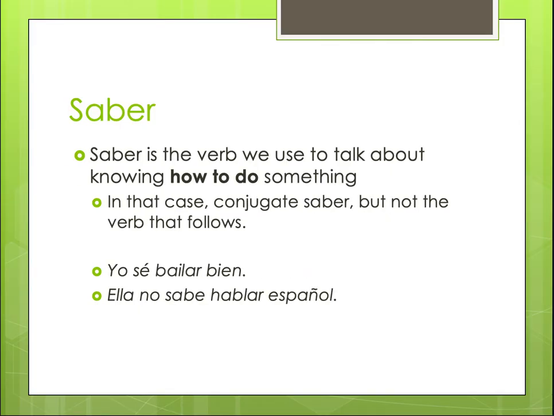Saber is also the verb that we use to talk about a skill, something that you know how to do. In that case, conjugate saber, but don't conjugate the verb that you know how to do. Leave that in the infinitive. So, yo sé bailar bien. I know how to dance well. Or ella no sabe hablar español. She doesn't know how to speak Spanish.